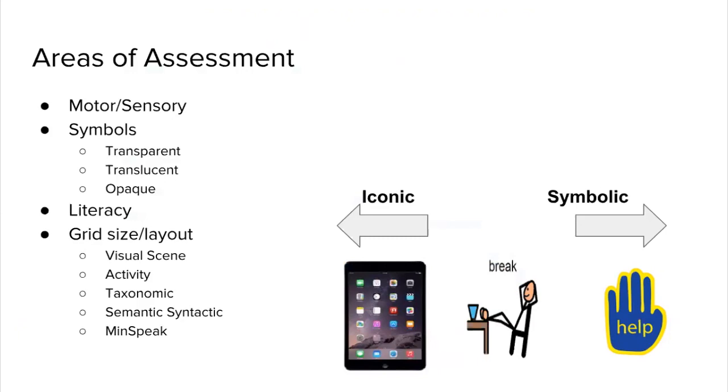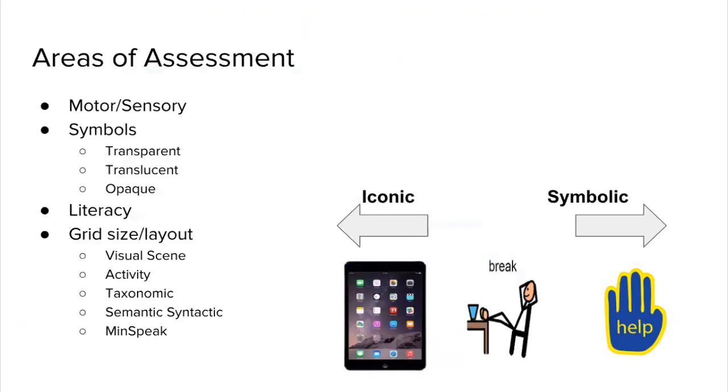And then the grid size and layout. Are the pictures big enough? Do they have the fine motor to tap all the buttons based on the size? There's different layouts. So there's a visual scene. Visual scenes are essentially a picture of, say, a room with the voice output embedded into different pictures. So when you touch the picture of the chair in somebody's bedroom, it says chair.